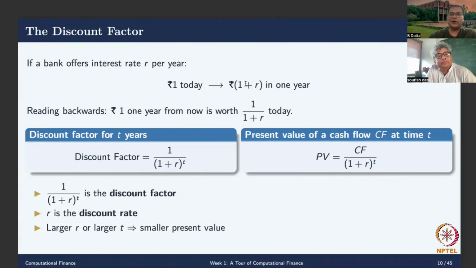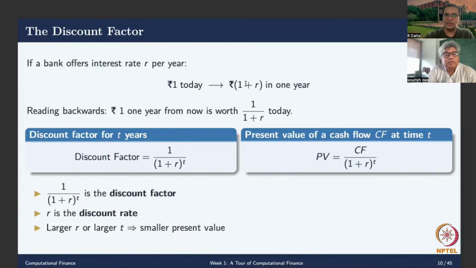So therefore, we can now flip the picture, right? If 1 plus R in the future is what 1 is today, then 1 in the future is going to be worth exactly 1 by 1 plus R, that is, 1/(1+R). And we can extend this also. 1 rupee today is 1 plus R in 1 year, but that 1 plus R one year down the line is (1+R) squared 2 years down the line.